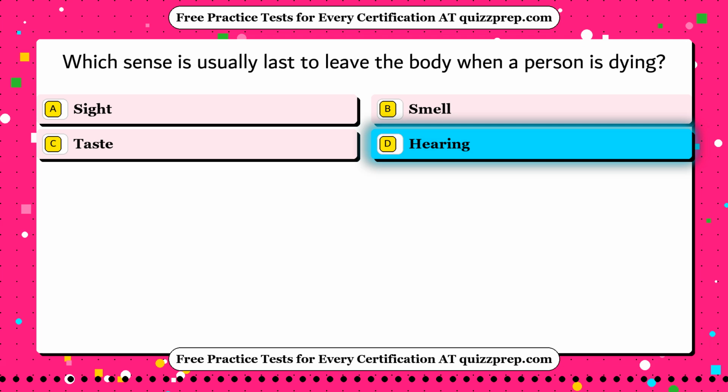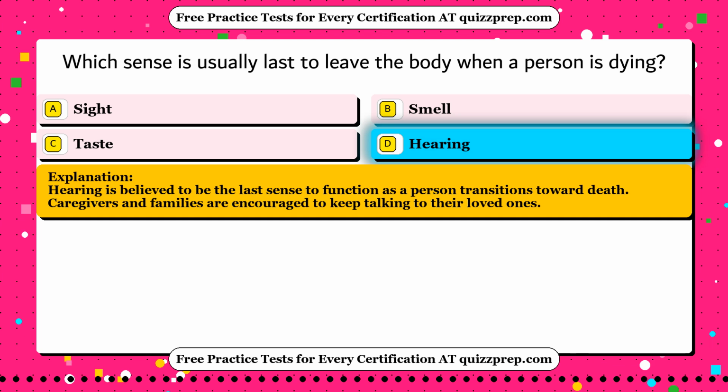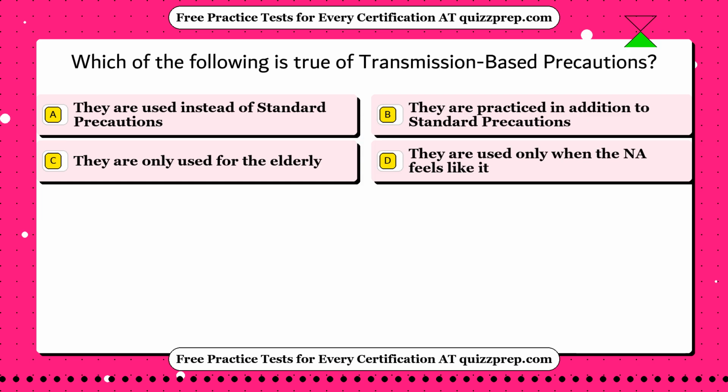The correct answer is option D. Hearing. Hearing is believed to be the last sense to function as a person transitions toward death. Caregivers and families are encouraged to keep talking to their loved ones. Question 99. Which of the following is true of transmission-based precautions?